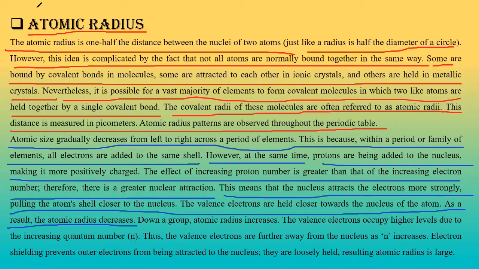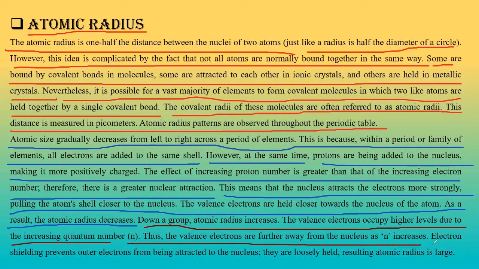Now let us use some other pen, say brown, and discuss the group. Down a group, atomic radius increases. The valence electrons occupy higher levels due to the increasing quantum number. The distance of valence electrons from the nucleus increases. Electron shielding prevents outer electrons from being attracted to the nucleus. They are loosely held, resulting in a large atomic radius.